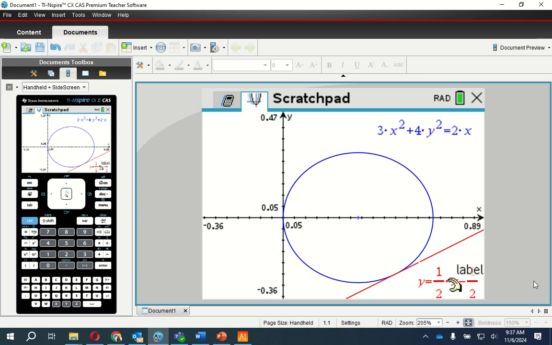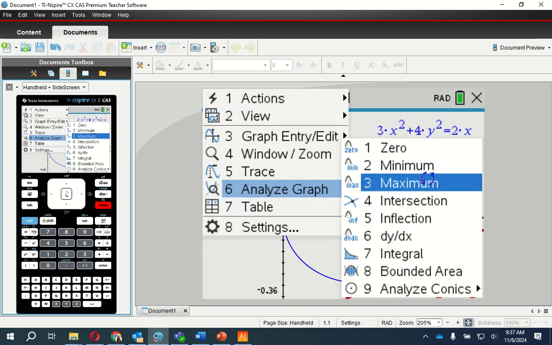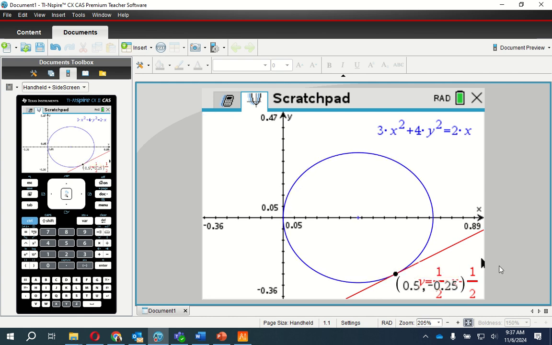And I could even plot the point, which my point here should be menu, analyze, intersection, right here, right there. So as a decimal, there it is, my positive 0.5 and my negative 0.25. So how do you guys feel about those? Not so bad?